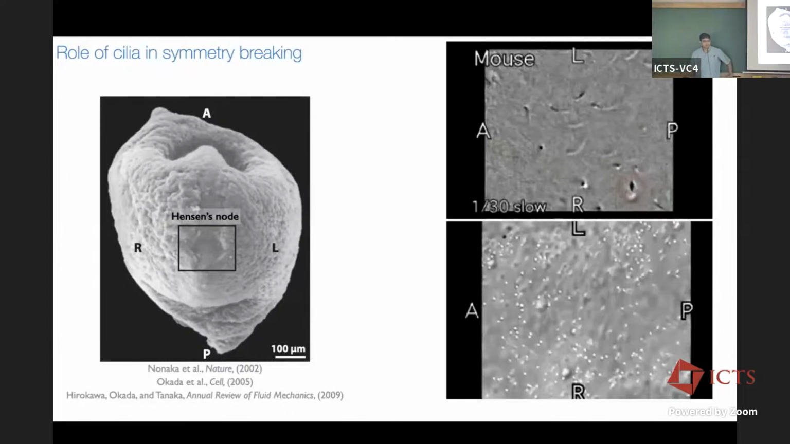Now this is all hypothesis, but what's quite remarkable is that people who figured this out went back, and they designed an experiment where they mechanically, just like a coffee spoon, stirred the fluid in the other direction. So they stirred the fluid from left to right instead of going from right to left.